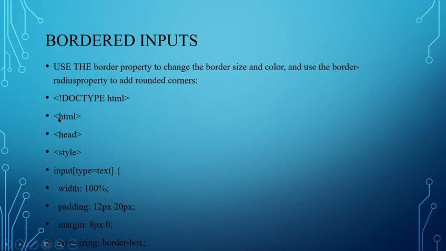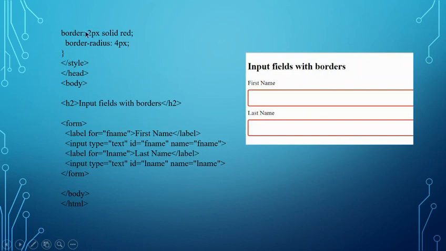Same here, again we are using HTML, head, and style. I'm giving input type equals text. I'm mentioning a width size, padding size, margin size, and a box sizing. And in border, I'm giving the color for the border. Border should be 2 pixels and it should be solid red. Again border radius should be 4 pixels.